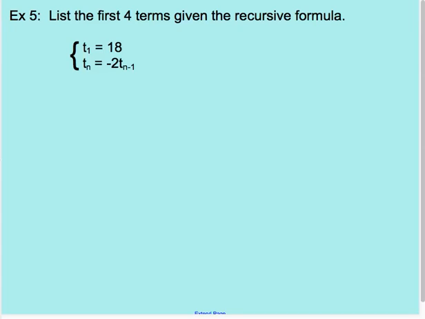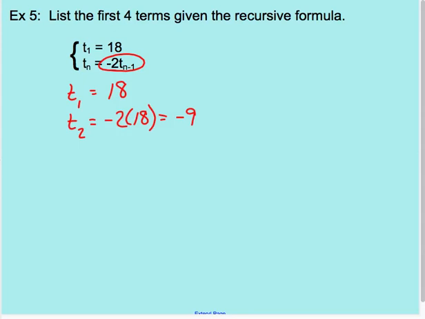And this is our last example. It's the first 4 terms given the recursive formula. So this time I see my first term is 18. What the recursive formula tells me to do is take -2 times the previous term. So that t sub n minus 1 is the term right before it. So term 2 would be -2 times our previous term, which gives us -9.